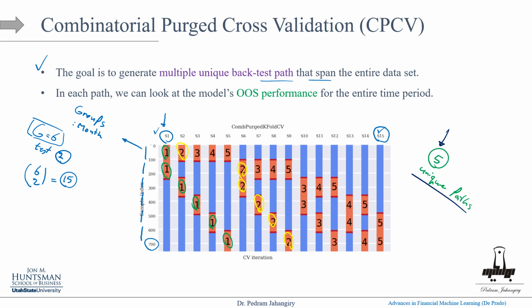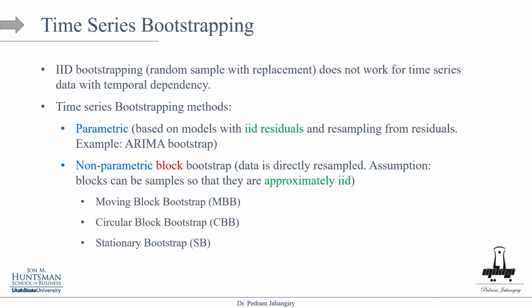So this is really, really important. And remember, in each path that we generated, in this example we had 5, we can look at the model's out of sample performance for the entire time period. All right, now let's move on to time series bootstrapping.